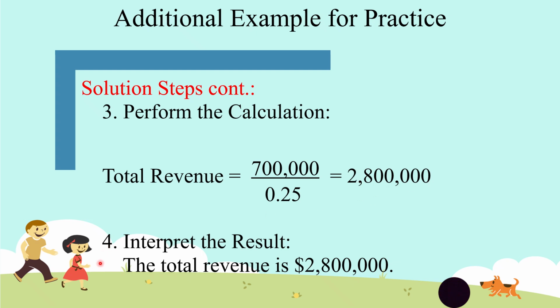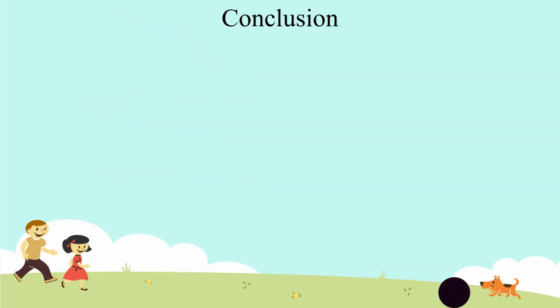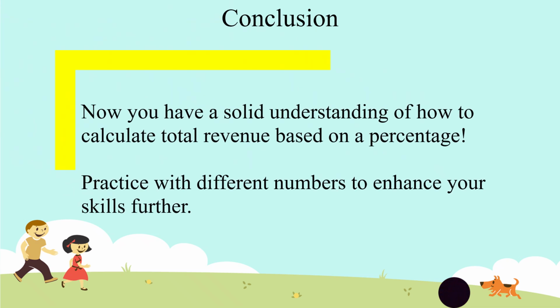2,800,000. 4. Interpret the result. The total revenue is $2,800,000. In conclusion, now you have a solid understanding of how to calculate total revenue based on a percentage. Practice with different numbers to enhance your skills further.